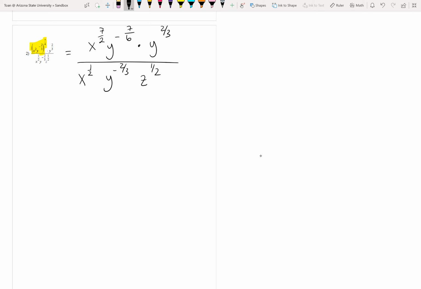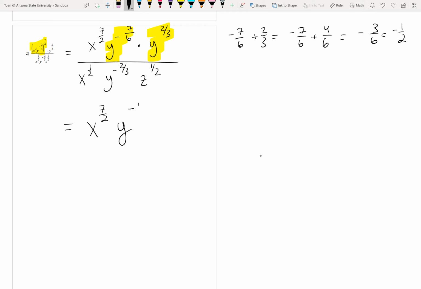I see multiplication happening in the numerator, so I'll use the product property to combine these guys. So that gives me x to the 7/2, y, and then all I need to do is negative 7/6 plus 2/3, which is negative 7/6 plus 4/6, sorry. That gives me negative 3/6, which I suppose you can reduce to negative 1/2, right? So this is y to the negative 1/2 over x to the 1/2, y to the negative 2/3, z to the 1/2. Then we have the quotient rule.